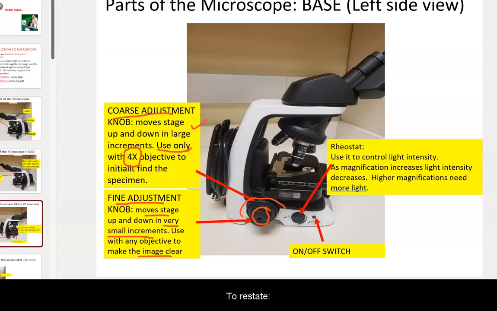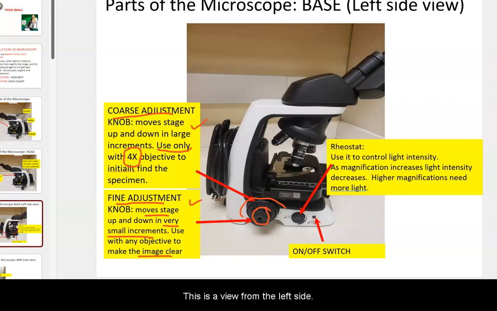So let me just restate. We use the coarse adjustment knob when we're first trying to find the specimen. We try to find the specimen with the 4x objective. After we find the specimen, we drop the coarse adjustment knob, and from that point on, the only knob that we use is the smaller fine adjustment knob. As we switch objectives, we do not touch the coarse adjustment knob again. We continue to fine adjust only using the fine adjustment knob.